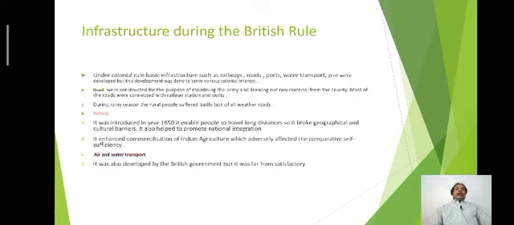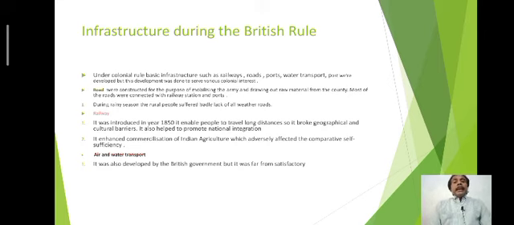It also enhanced commercialization of Indian agriculture, which adversely affected the comparative self-sufficiency. Why do we say that it adversely affected? Because the farmers who were engaged in the production of food grains now started to produce cash crops. For that, the colonial government provided some capital, but they suffered from a lack of food grains. They were totally dependent on the Britishers.